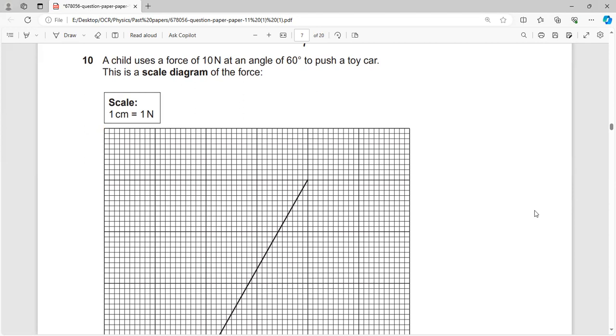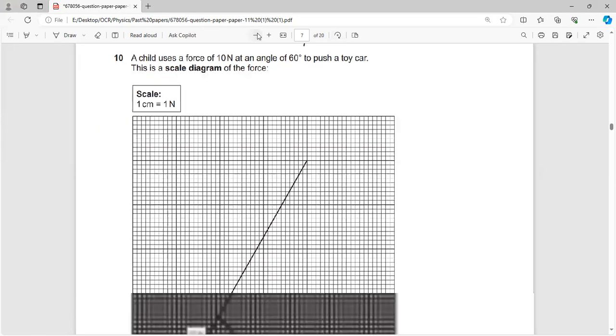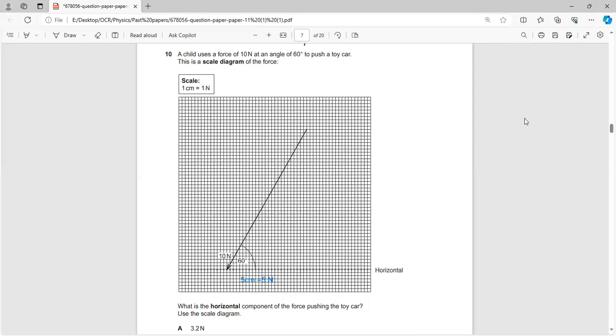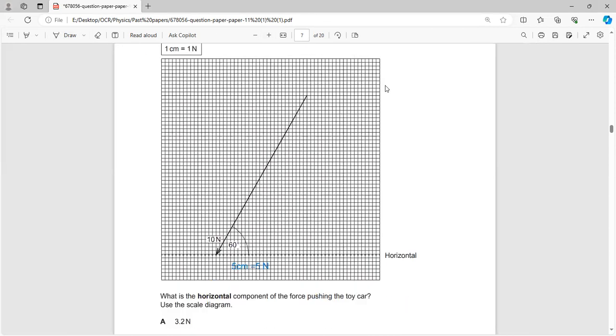We're going to move to the next question. Question number 10: the child uses a force of 10 Newton at an angle of 60 degrees to push the toy car. This is a scale diagram for this force. The scale diagram shows 1 Newton is equal to 1 centimeter, so that's our scale given in the question. What is the horizontal component of the force pushing the toy car, using the scale diagram?